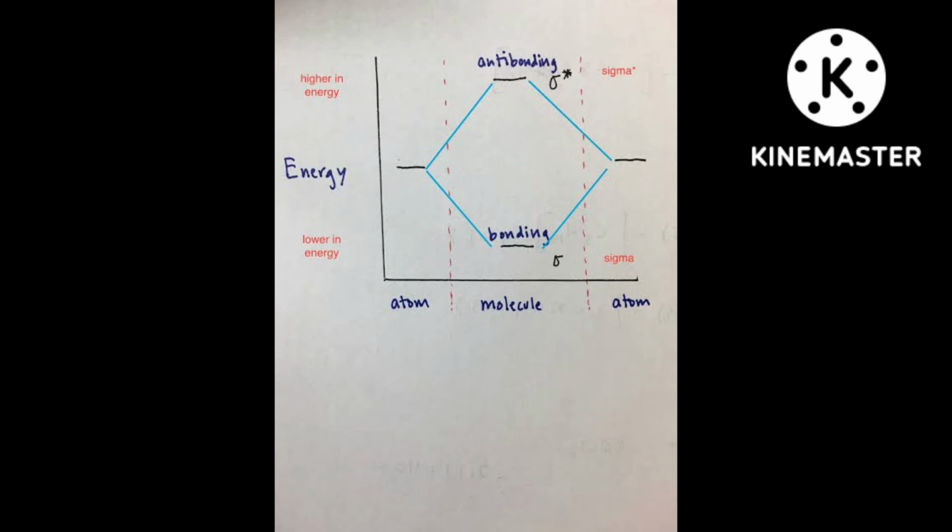In the formation of bonding molecular orbitals, the two electron waves of the bonding atoms reinforce each other due to constructive interference, while in the formation of anti-bonding molecular orbitals, the electron waves cancel each other due to destructive interference.